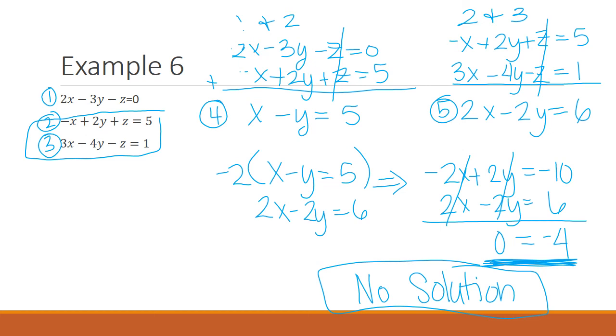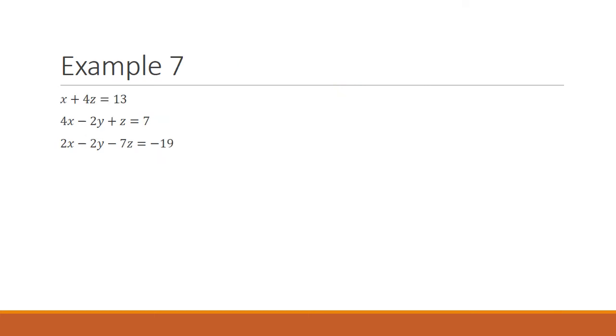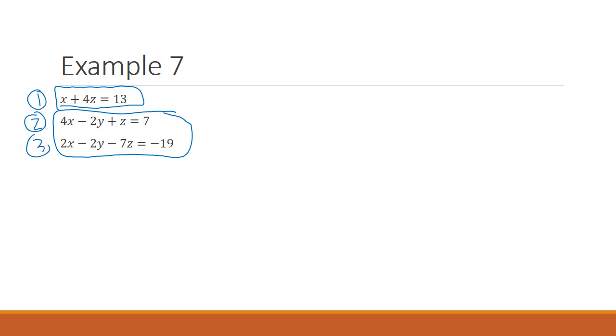Right? And let's go on to example 7. Okay, so this is our last example. You'll notice in this one we already have this one in 2 variables and it's missing the y. So what we want to do is look at our other 2 equations and get rid of the y. So in this case, we call this 1, 2, and 3. We're going to focus on equations 2 and 3, and we want to get rid of our y variable.